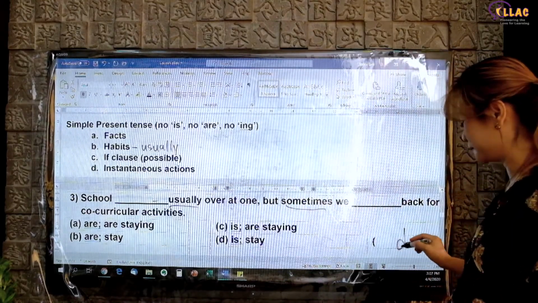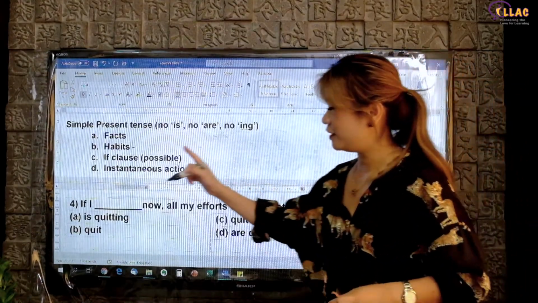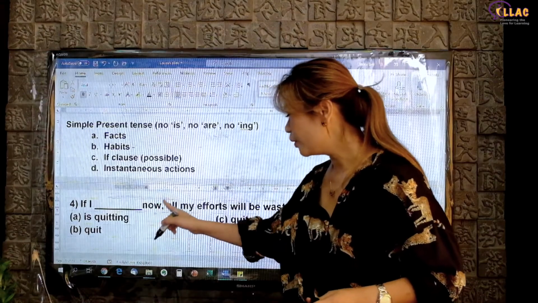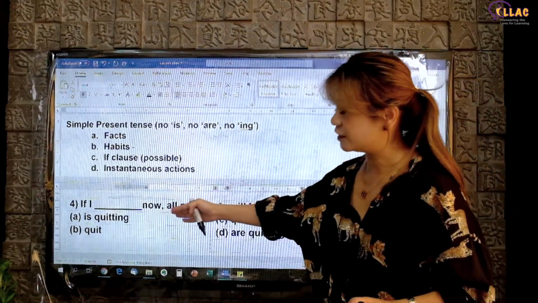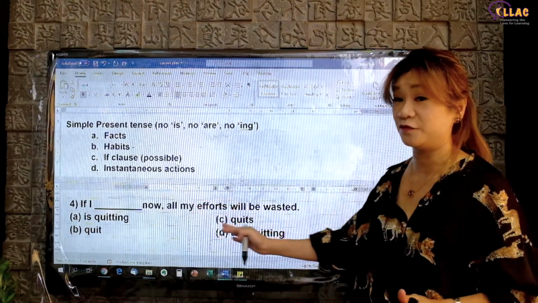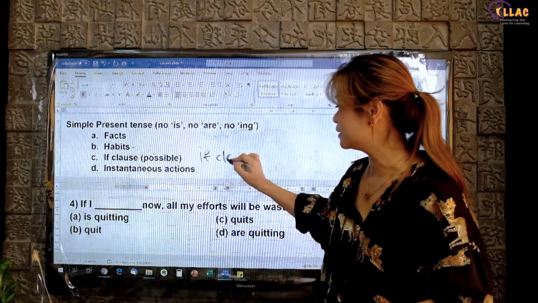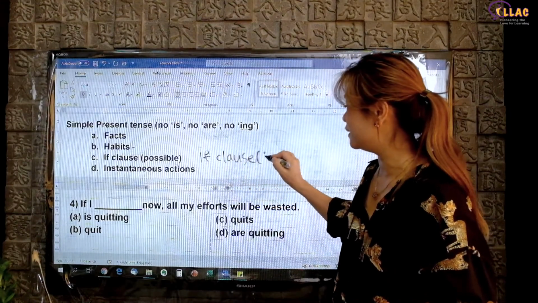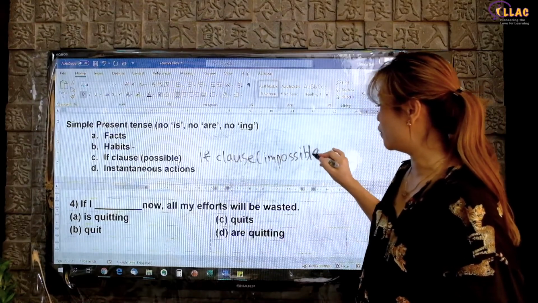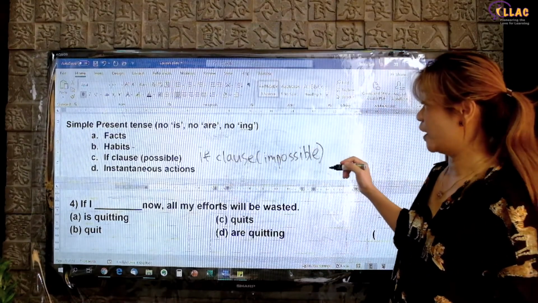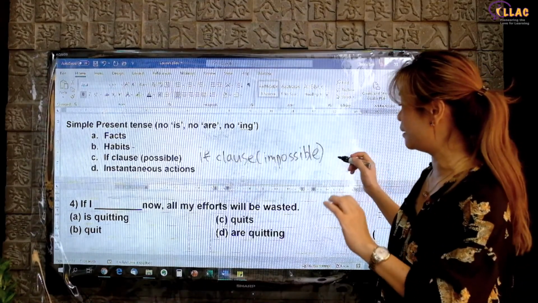Answer D. Okay, this is the if clause that I was talking to you about. If I quit now, all my efforts will be wasted. So how do you decide if this is an if clause possible or an if clause impossible? There is another if clause that will be if clause impossible, talking about things that are not possible to happen. For example, if I were a bee or if I were a bird. These are if clauses that suggest things that are impossible to happen.